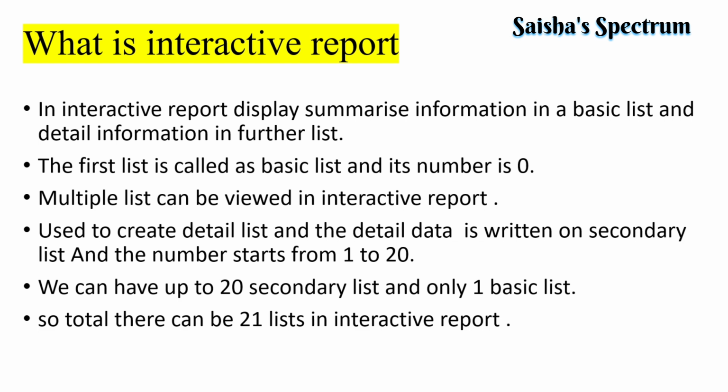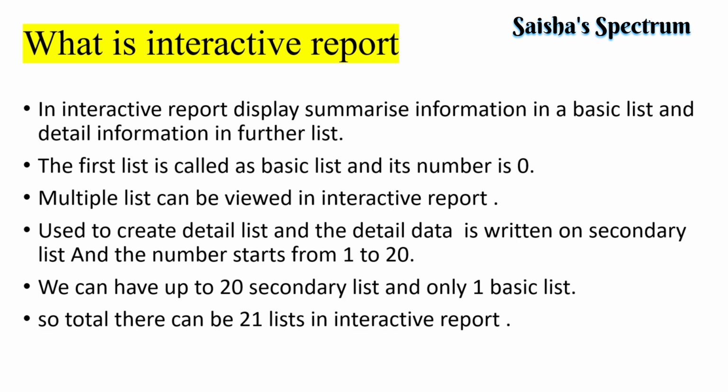So what is interactive report? Basically, in interactive report, there are two lists provided. That is, one is basic list and second one is secondary list. There is only one basic list, but there can be up to 20 secondary lists. In basic list, the summarized information is provided, but in the secondary list, detailed information is provided.